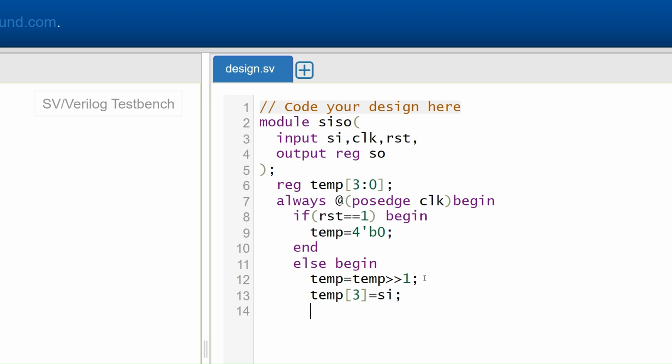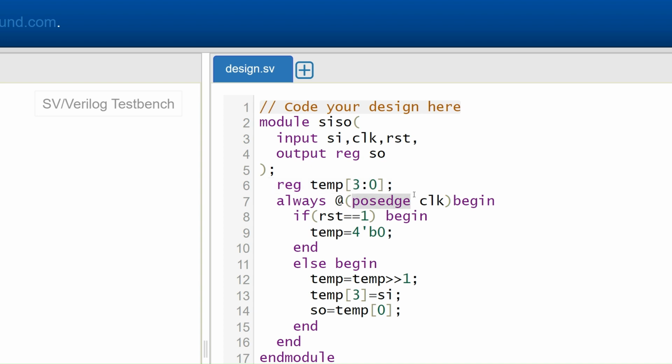Now for S0, the temp will be the final output. The final output is nothing but bit 0, right? So S0 equals temp[0], and I am closing this with end module. Here you can observe that I am defining my inputs: the clock signal and the reset signal. And for the output I will take a register called S0. There are a few intermediate outputs, so to store those intermediate outputs I take a temporary register.